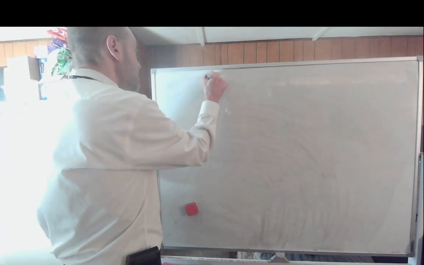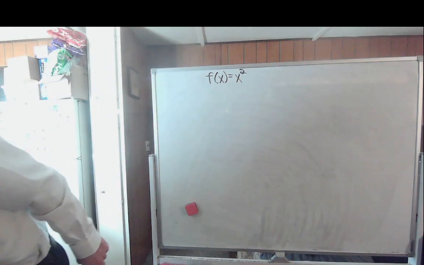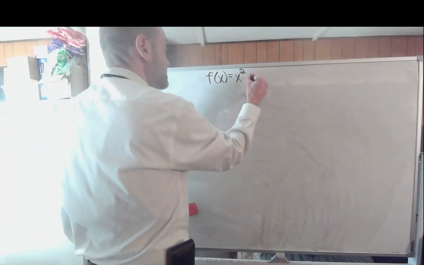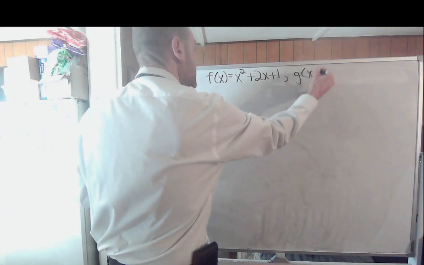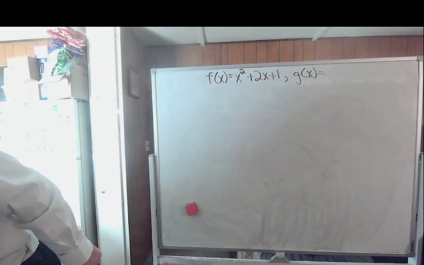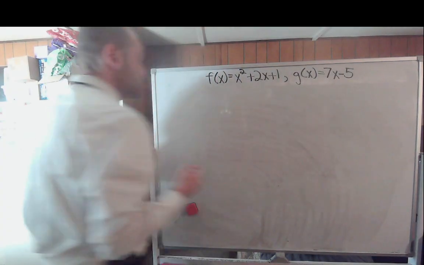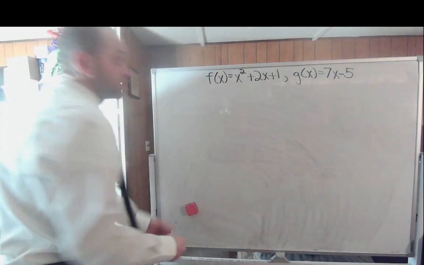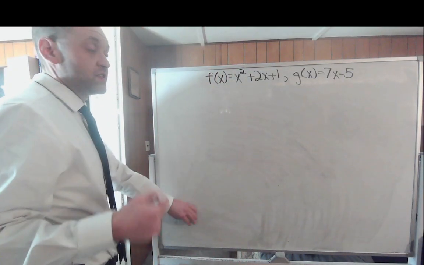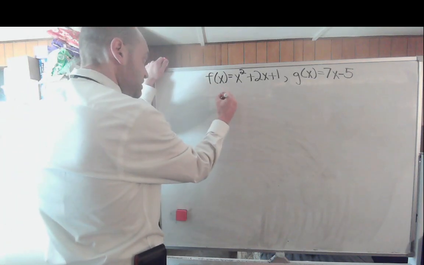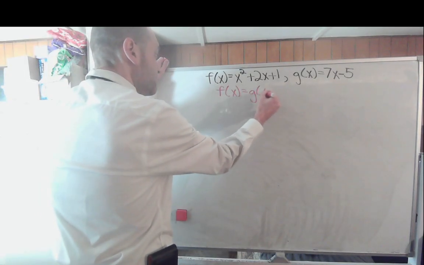All right, f of x equals x squared plus 2x plus 1. G of x is equal to 7x minus 5. So f of x equals x squared plus 2x plus 1. G of x equals 7x minus 5. We want to find all real values of x where f of x equals g of x. So let's solve for those values of x where f of x equals g of x.